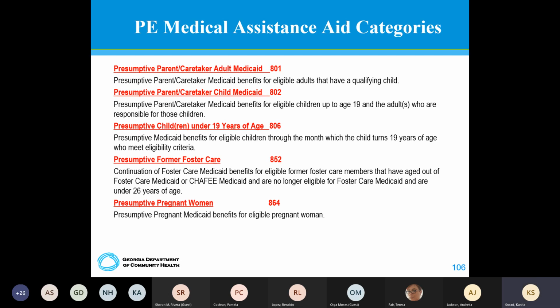And then the children under the age of 19 is 806. Former foster care is 852. And then your presumptive pregnant women is 864.